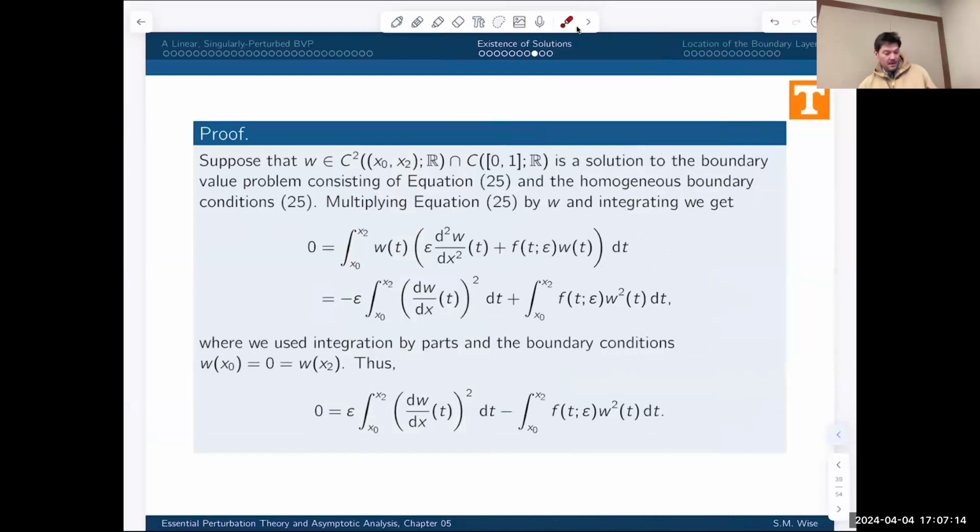What's going on with these? Well, let's suppose that W is a solution to the boundary value problem consisting of equations. Again, I wrote that incorrectly. That should be 24 and 25. I think what happened was I copied the same label to both of these. So I'm going to have a copy error everywhere. That's okay. I can fix it. That should be 24 as well there. Suppose that W is a solution to the homogeneous boundary value problem consisting of equation 24 and the homogeneous boundary condition 25.